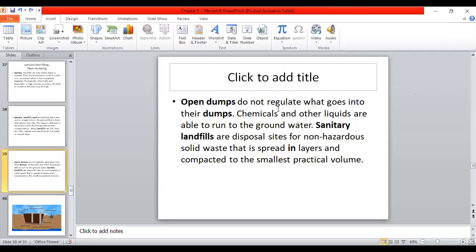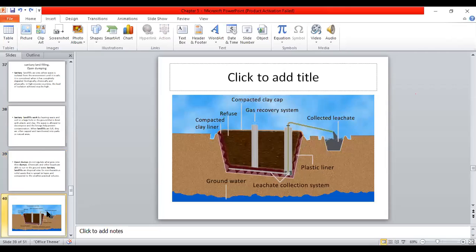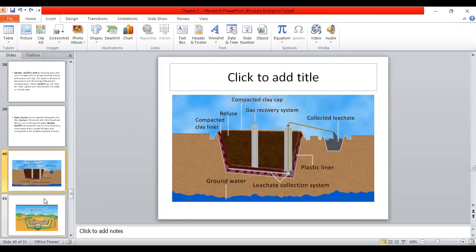Open dumps do not regulate what goes into them. Chemicals and other liquids are able to run to the groundwater. Sanitary landfills are disposal sites for non-hazardous solid waste that is spread in layers and compacted to the smallest particle volume. We can compact it. So you can see the figure. Try to draw the figure as I have drawn. That way you can try to draw the figure.